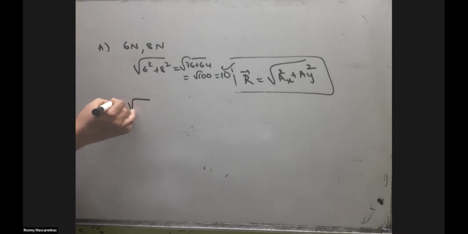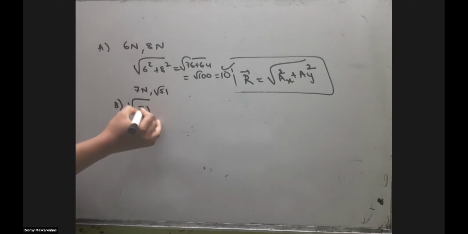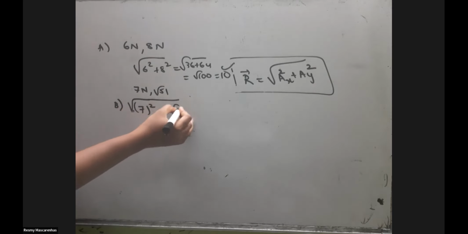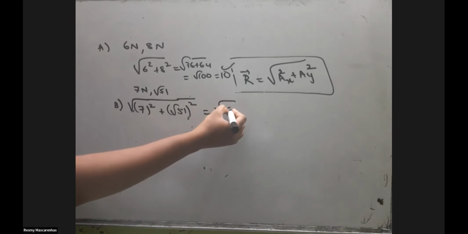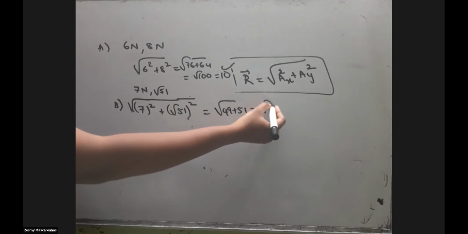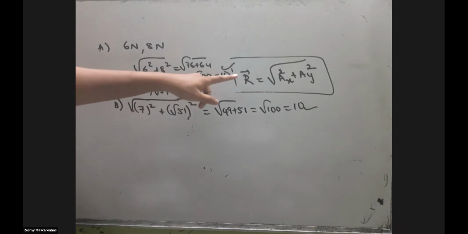And second option we'll check. Second option is given as 7 Newton and root 51. So we'll square both of them. So this will be 49 plus 51, again 100, which is 10. So we are getting, these are the components.